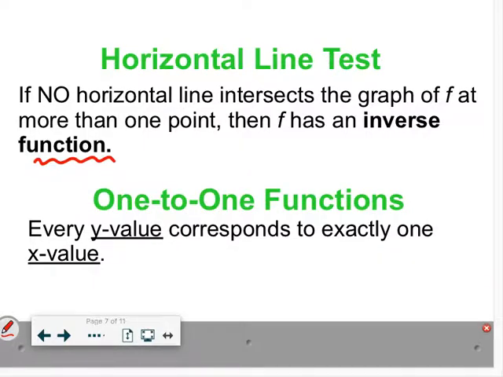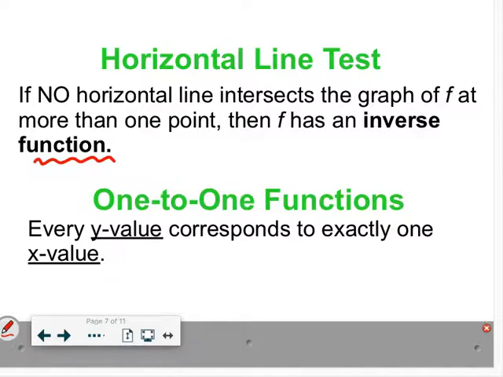What we're finding are things called one-to-one functions. One-to-one means f is a function. Definition of a function from earlier, first week of school: every input has at most one output. Every x maps to one y.